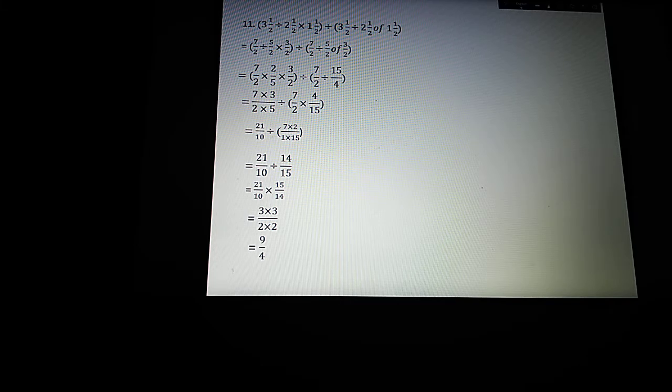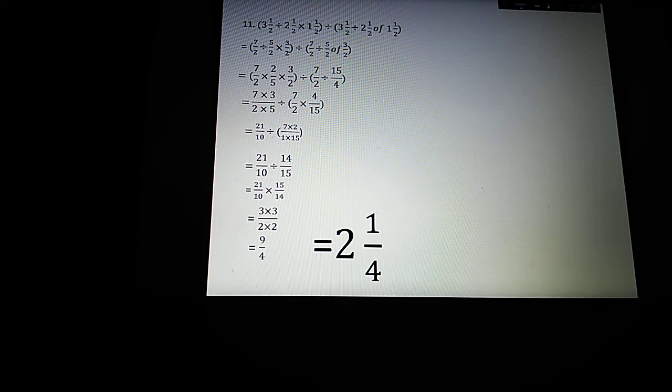So our result is an improper fraction, and we have to convert it to a mixed fraction, and it is 2 full 1 by 4. Many of you turn it into a decimal number, but that's not correct. For the simplification, you have to take it as a mixed fraction. 9 by 4 is equal to 2 full 1 by 4. Don't write it as 2.25. You can't write it as a decimal number.